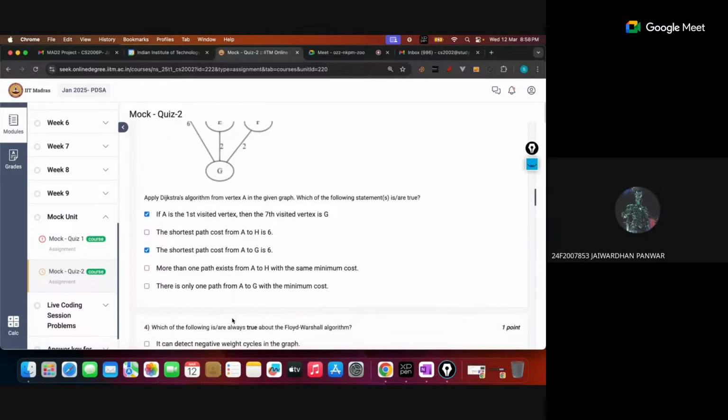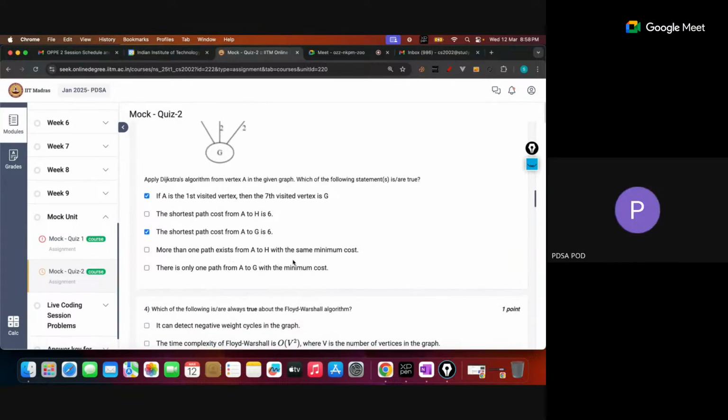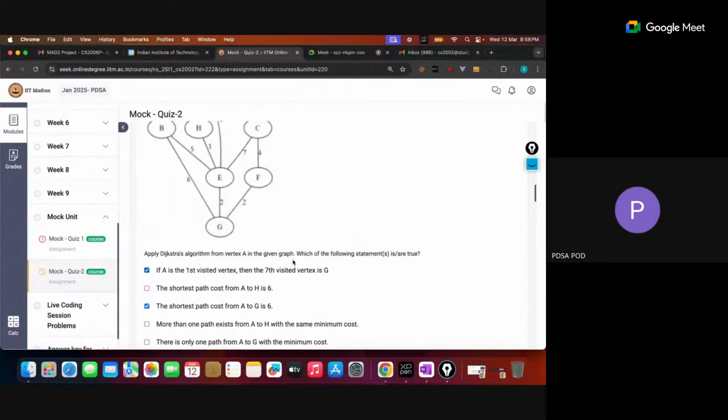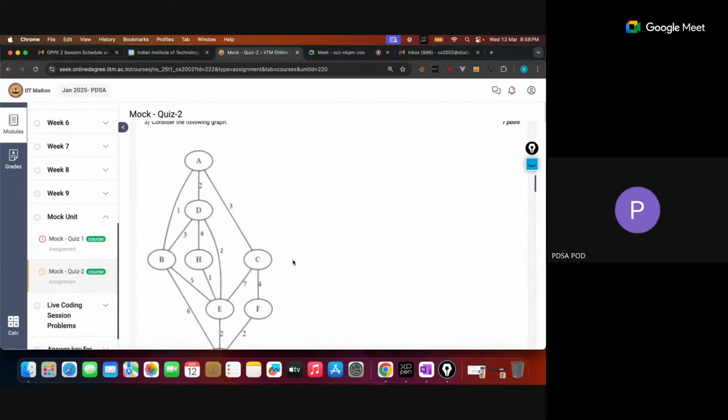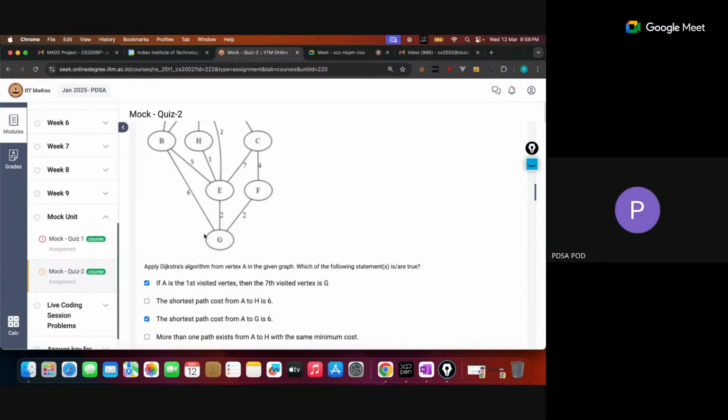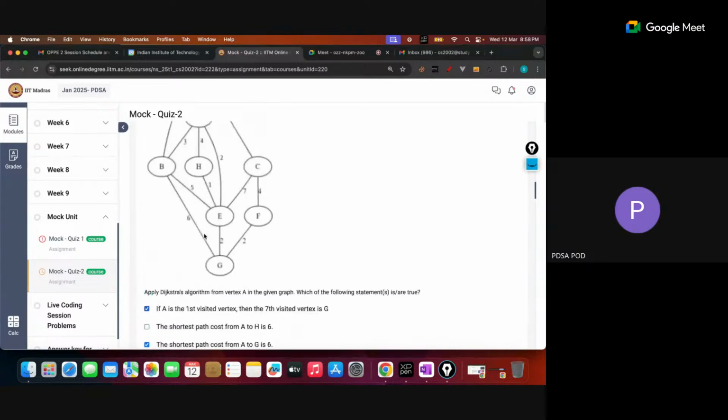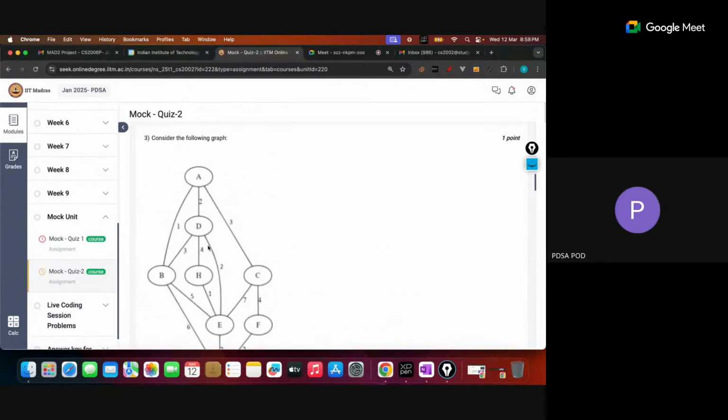Yes, sir. More than one path exists from A to H with the same minimum cost. More than one is there? 6 is there. We have another way? 7 is there. Same weight A to H is there? 6, no. 5 is there. 4 is there, no. I think it's not there. A to H, is there any similar edge weight? Same minimum cost? We only have that A to H minimum as it is.